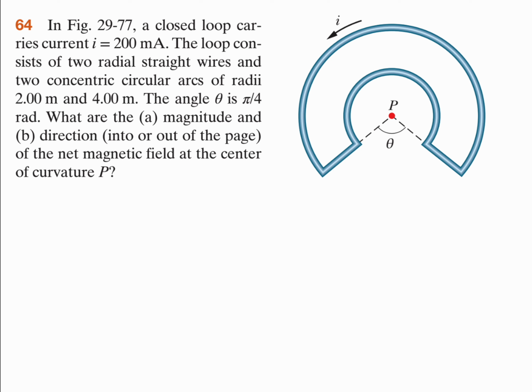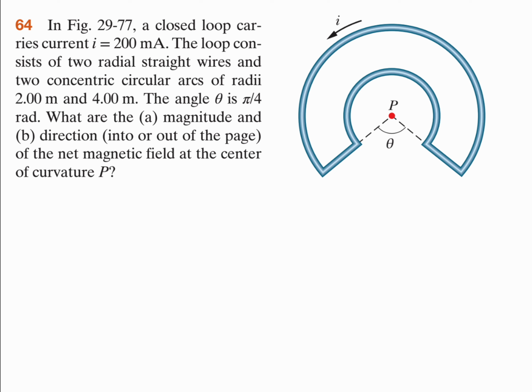In number 64, we have a closed loop carrying a current of 200 milliamps. The loop consists of two radial straight wires and two concentric circular arcs of radius 2 meters and 4 meters. The angle is pi over 4 radians.